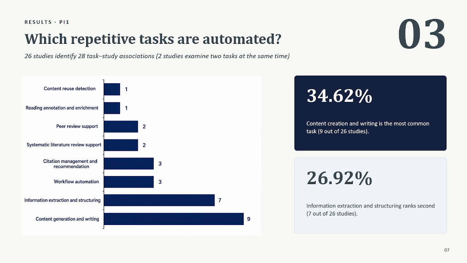Addressing research question 1. The 26 studies produced 28 task study associations, since 2 studies address 2 tasks simultaneously. Content generation and writing leads with 9 studies at 34.62%, followed by information extraction and structuring at 26.92%. Workflow automation and citation management each appear in 3 studies, while peer review support and systematic literature review support appear in 2 studies each.